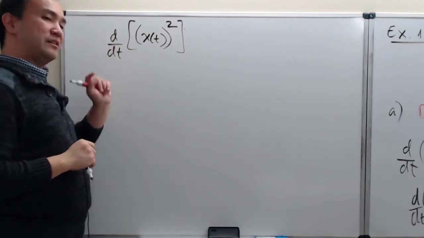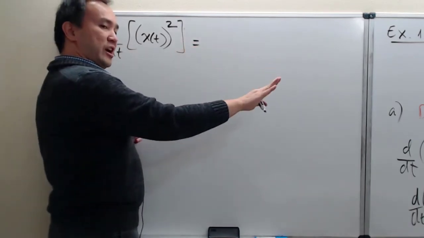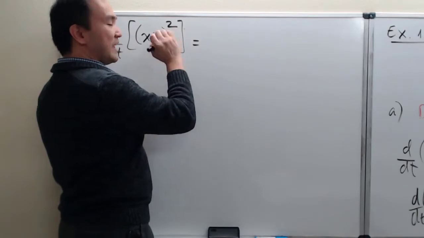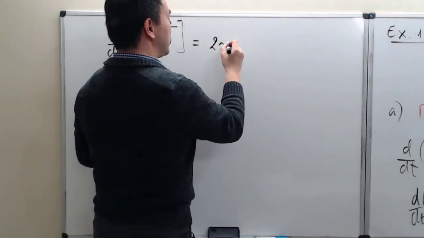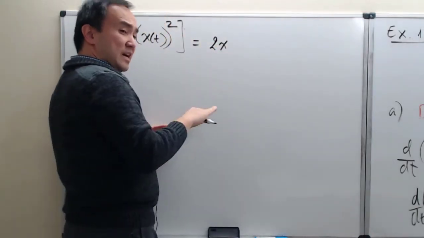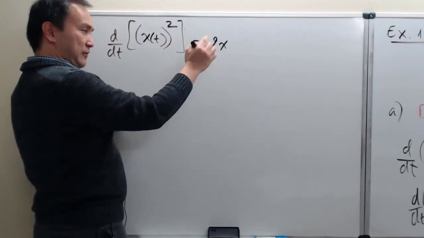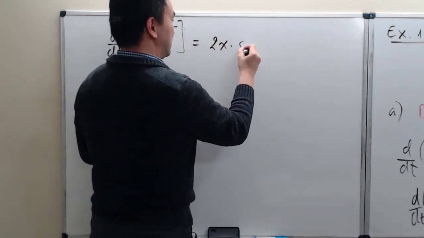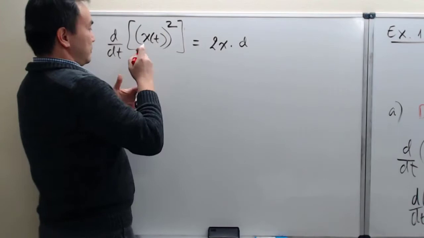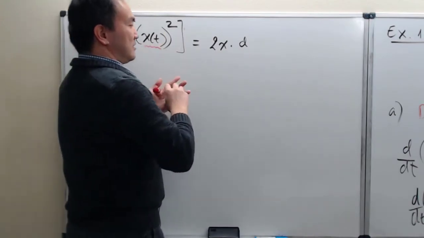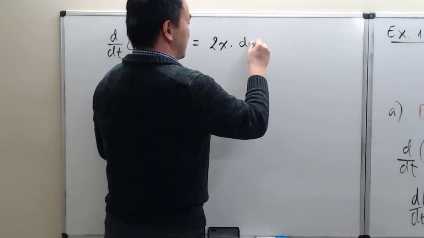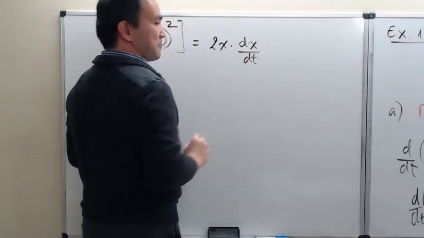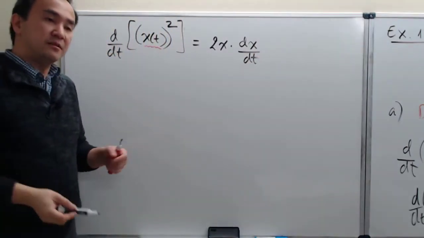then again the chain rule says we take the derivative of the outside, which gives me just simply 2x. But that's not the end for this kind of problem. Chain rule says further we need to multiply with the derivative of the inside. So our inside is x, so that gives me the implicit derivative dx dt. We're good for the first term.